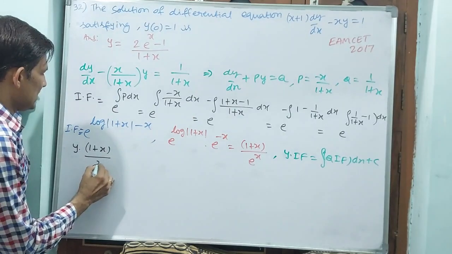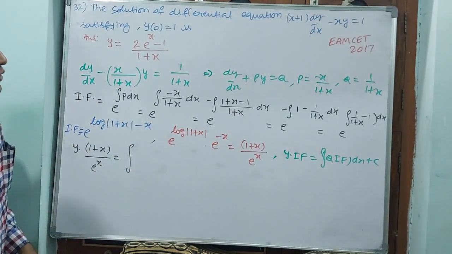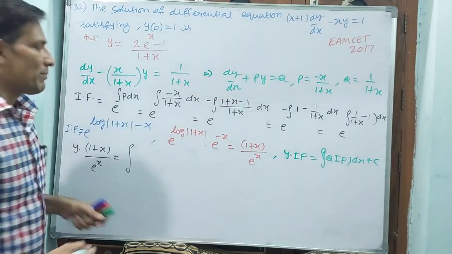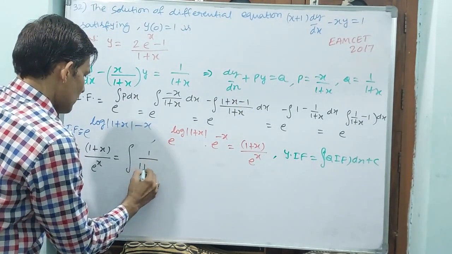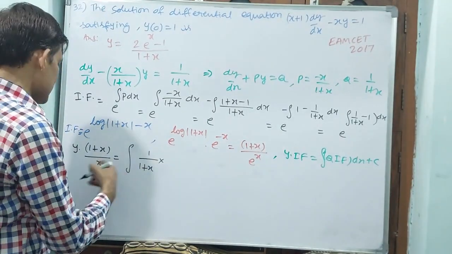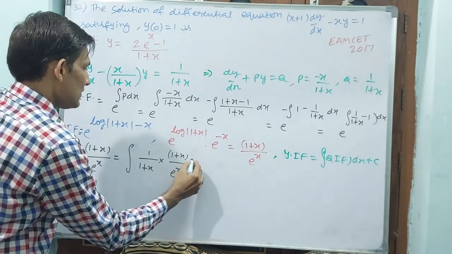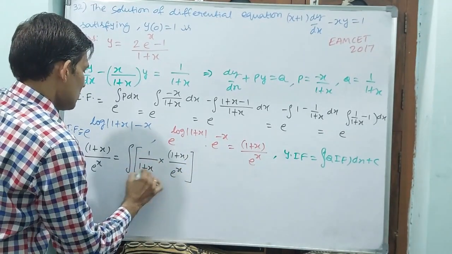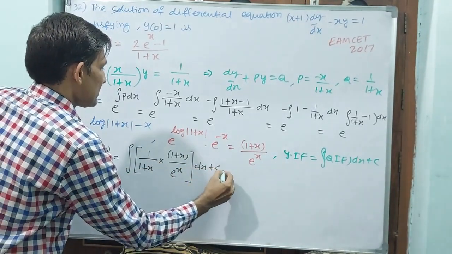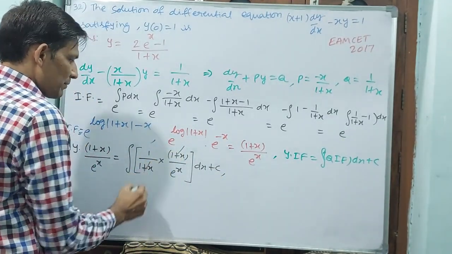e power x is equal to integral of q. Q is how much? 1 by 1 plus x. 1 by 1 plus x into integral factor. Integral factor again 1 plus x by e power x dx plus c. Okay, now you take only the integral I. Because 1 plus x is going to get cancelled out.